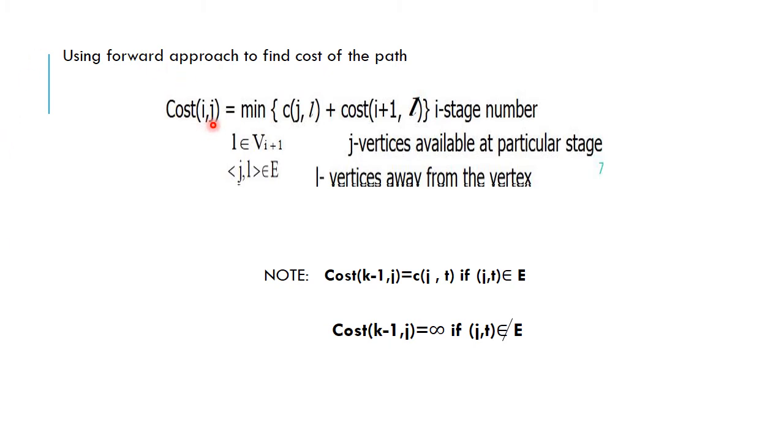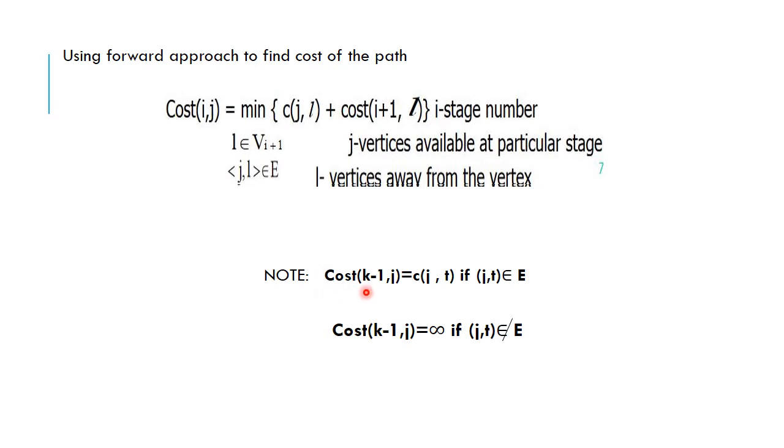Cost of i, j can be determined as the minimum of C of j, L plus cost of i plus 1, L. What is C of j, L? That is nothing but the edge weight. Cost of i plus 1, L is nothing but the minimum cost from the next stage to L. Where i is the stage number, j is the vertex available at a particular stage, and L is the vertex available at the next stage.